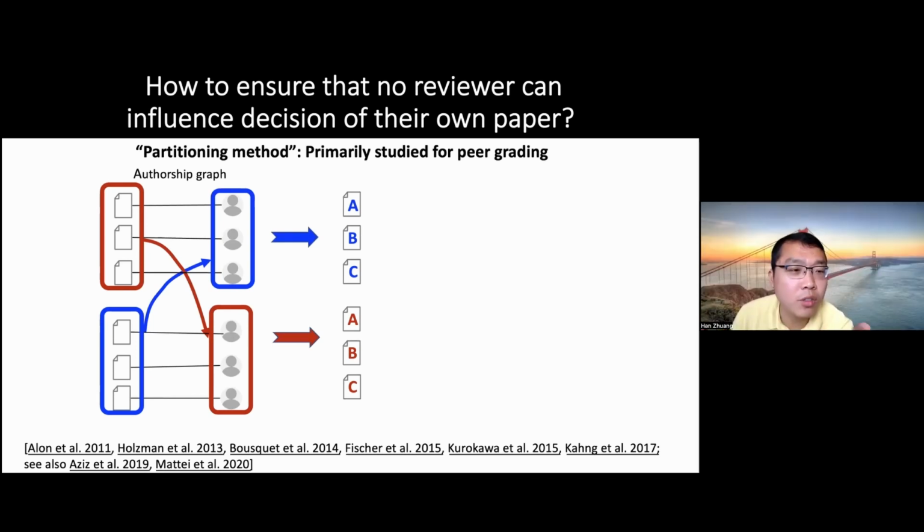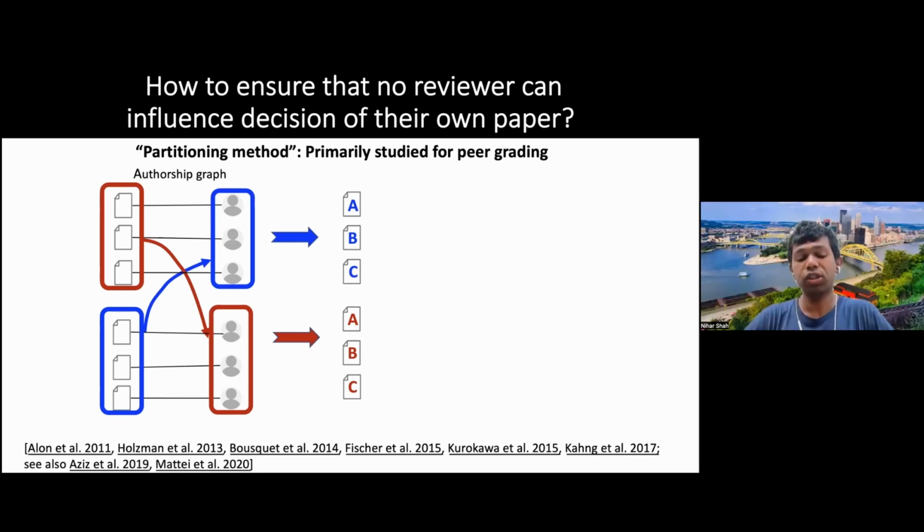I see. So they know this partitioning method, the reviewers. That's correct. So you should tell the reviewers that we are going to do this. Great. Other questions? Yes, Eric.